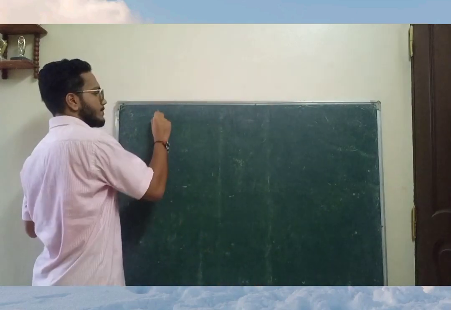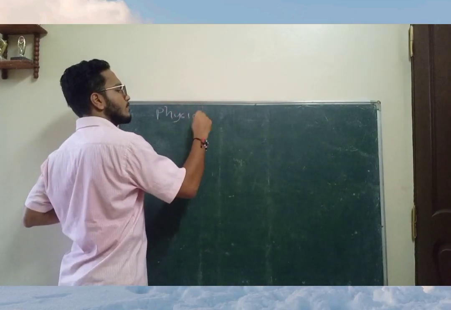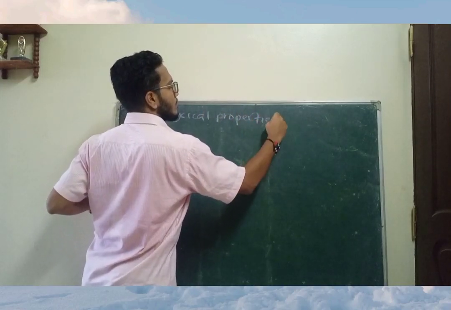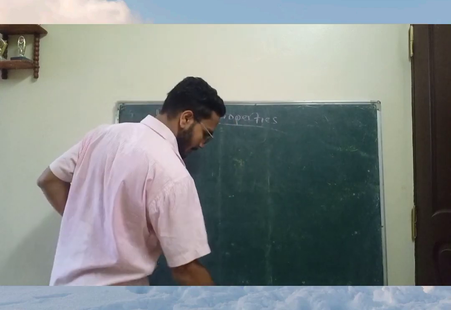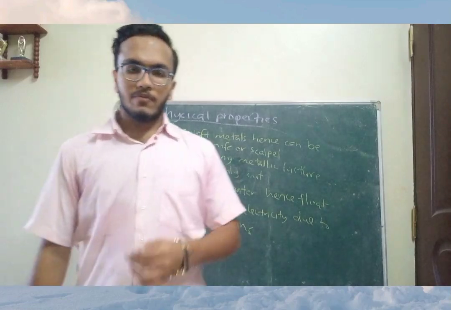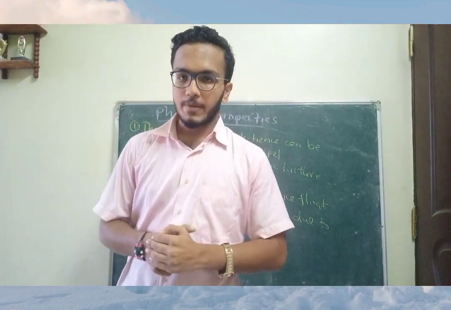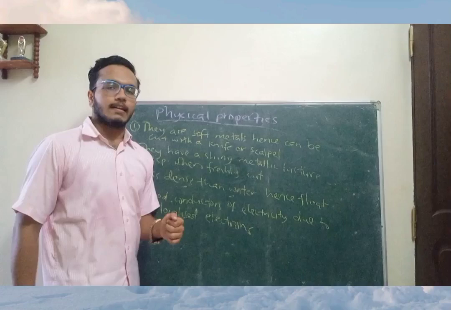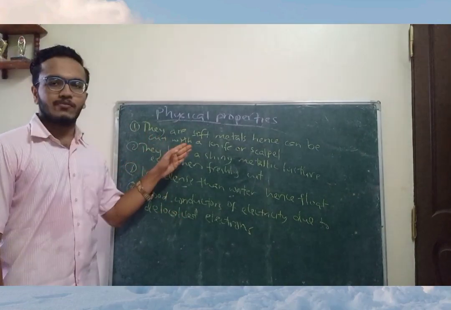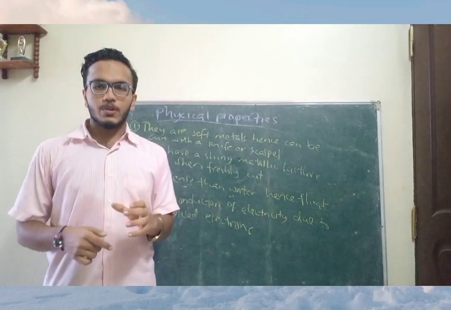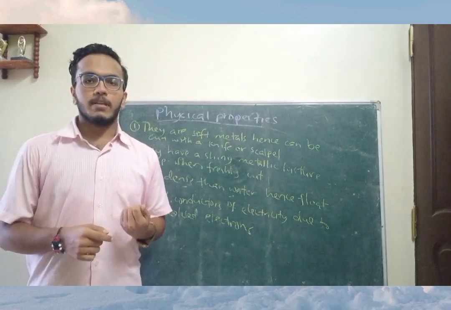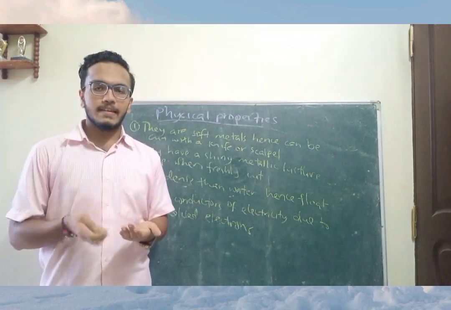Physical properties of alkali metals. We have four physical properties of alkali metals, which are: number one, they are soft metals, hence can be cut with a knife or scalpel. Now, if you go to your laboratory in school and ask the technician to give you a piece of sodium metal, you can feel it and you can experimentally cut the metal.